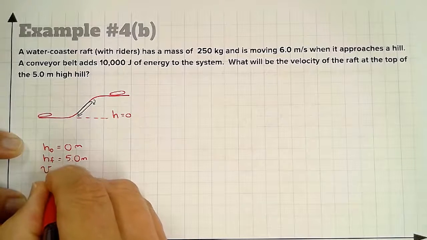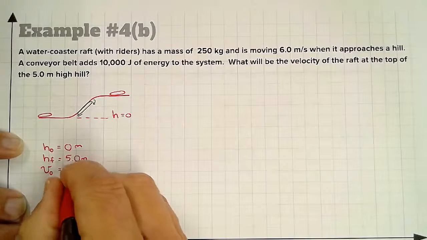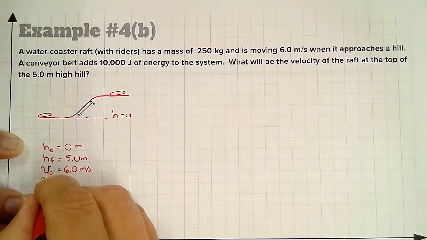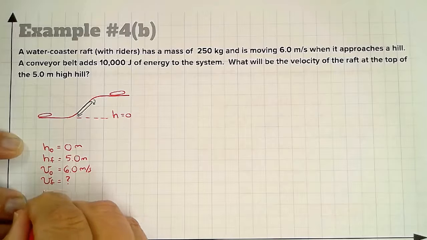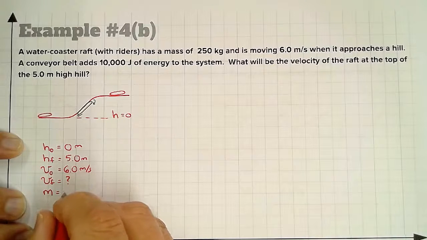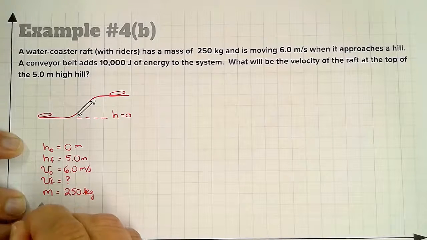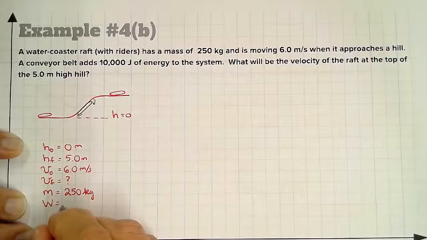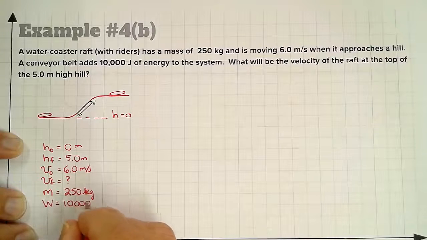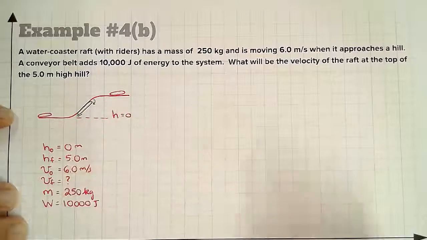The initial velocity is how fast the raft is going before it encounters the hill. And we're told that is 6.0 meters per second. The final velocity is how fast it's going at the top. And that's what we're after. The mass of the raft, including the riders, is 250 kilograms. And the system, energy is added to the system when it hits the conveyor belt, and about 10,000 joules of energy is added as it skips along the conveyor belt. Okay? And we want to know how fast is it going at the top.